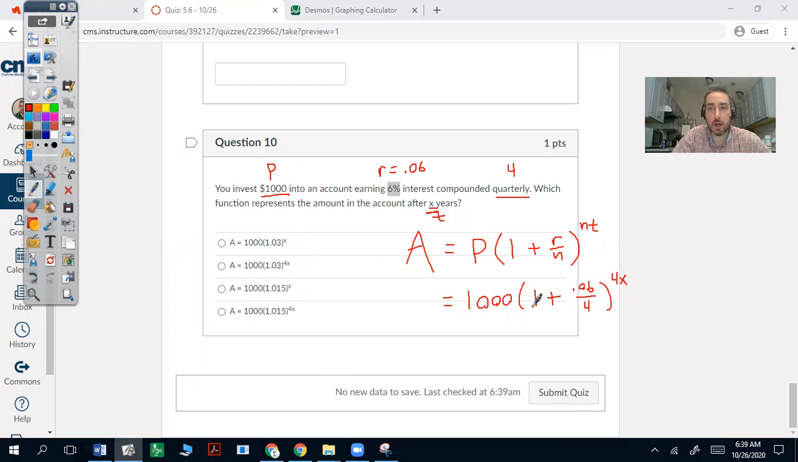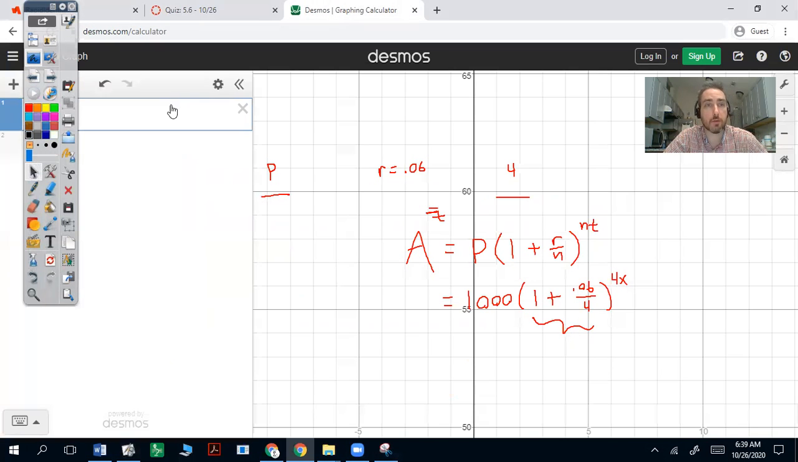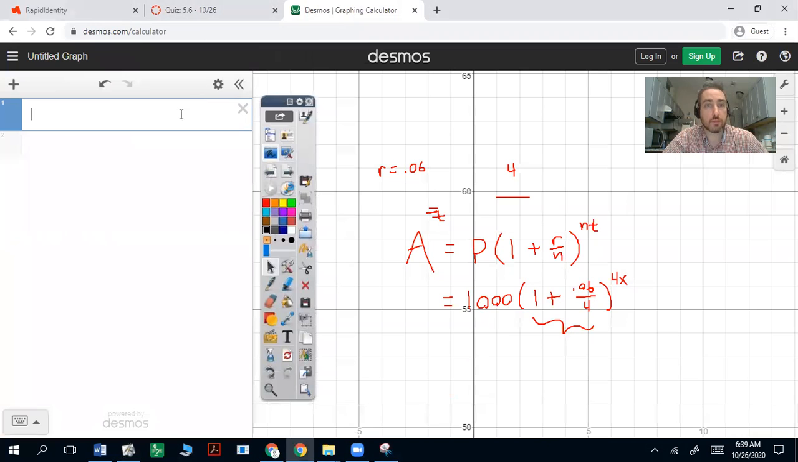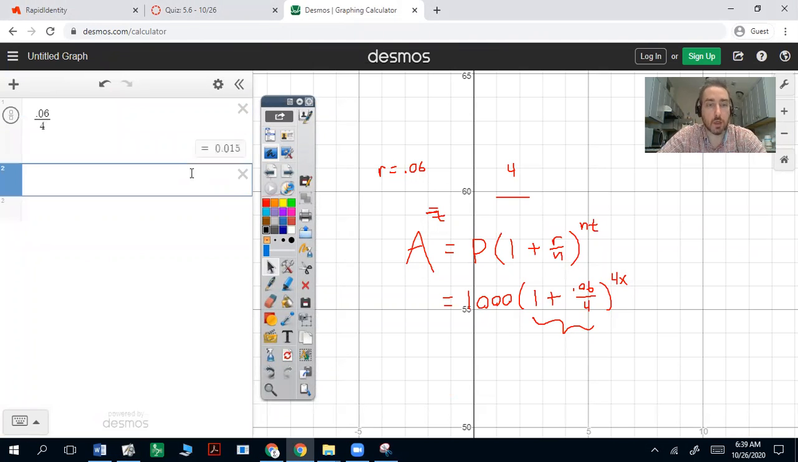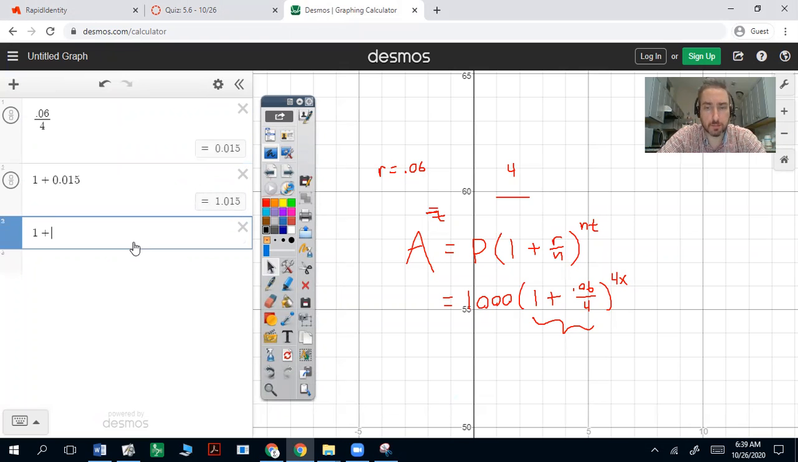So we got to figure out what this number is. 1 plus 0.06 divided by 4, and we can put that right in the calculator. You can do 0.06 divided by 4 first if you want, and then you can add that to 1. So 1 plus 0.015, 1.015, or you can put it all in together, and you get 1.015 that way too. So the base term is going to be 1.015.